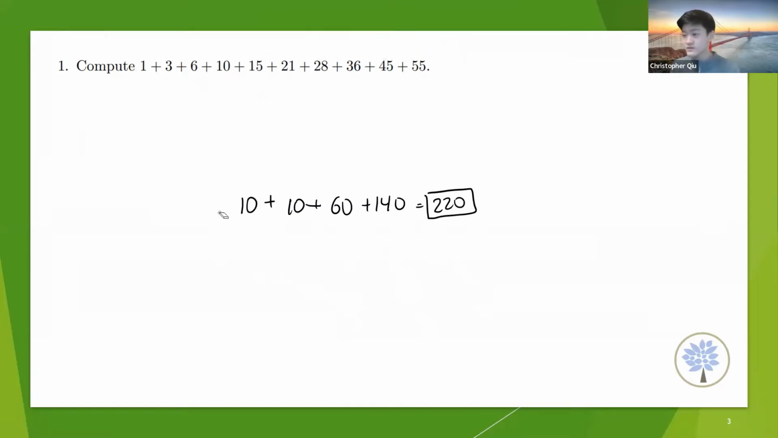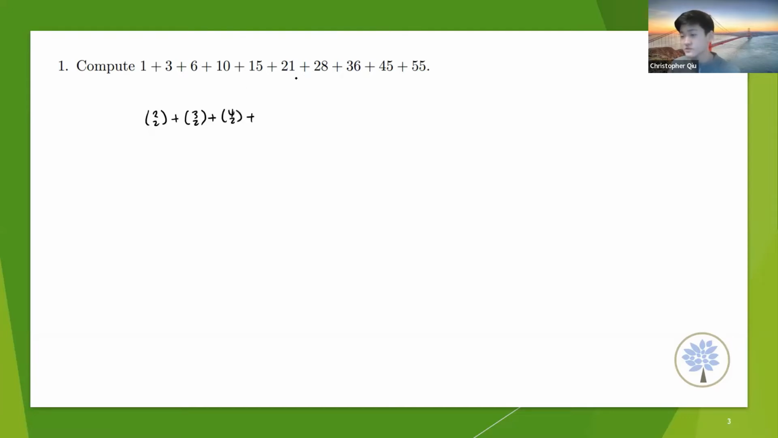Another way to do this problem is by noticing that we have triangular numbers, so we can write all of these numbers as binomial coefficients. We have 2 choose 2 plus 3 choose 2 plus 4 choose 2, and so on, all the way up until 11 choose 2. Here we can apply the hockey stick identity to this sum of binomial coefficients, and we get that the sum is equal to 12 choose 3. Computing this, we get that this value is exactly 220.